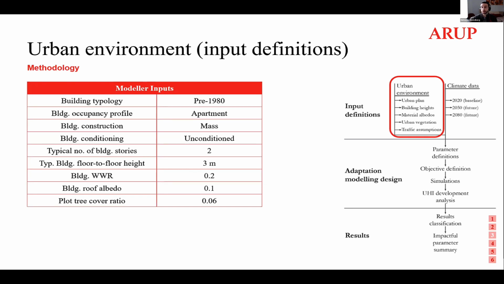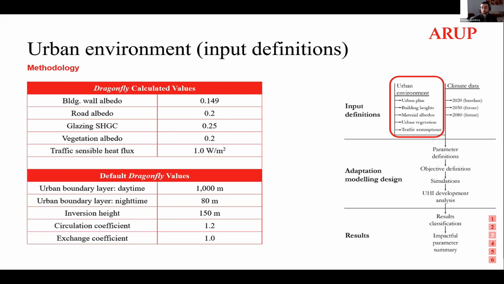On the input side, some of the assumptions around building typology, construction, height, baseline window-to-wall ratio, etc., are shown in the table here. And then there were some inputs that were either calculated automatically via the algorithms in Dragonfly, or were default values, and the default values typically related to urban boundary layers with regards to the formation of the urban heat island.